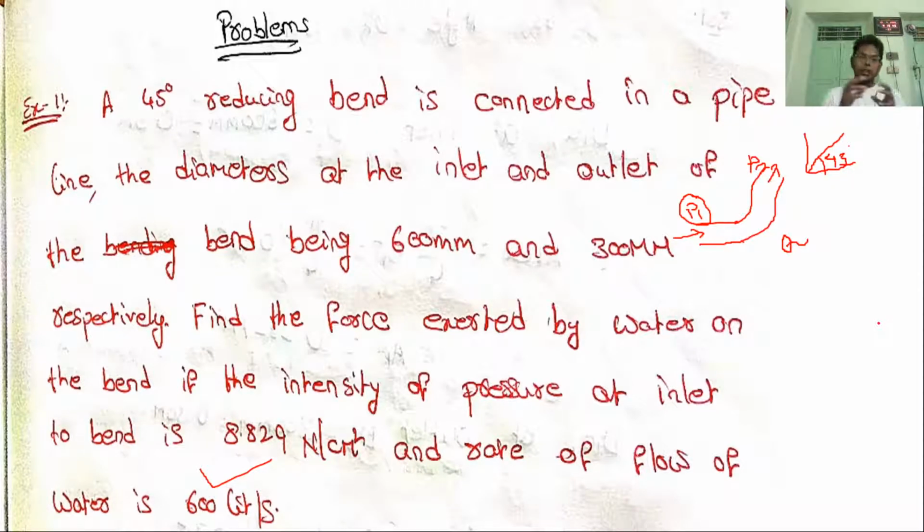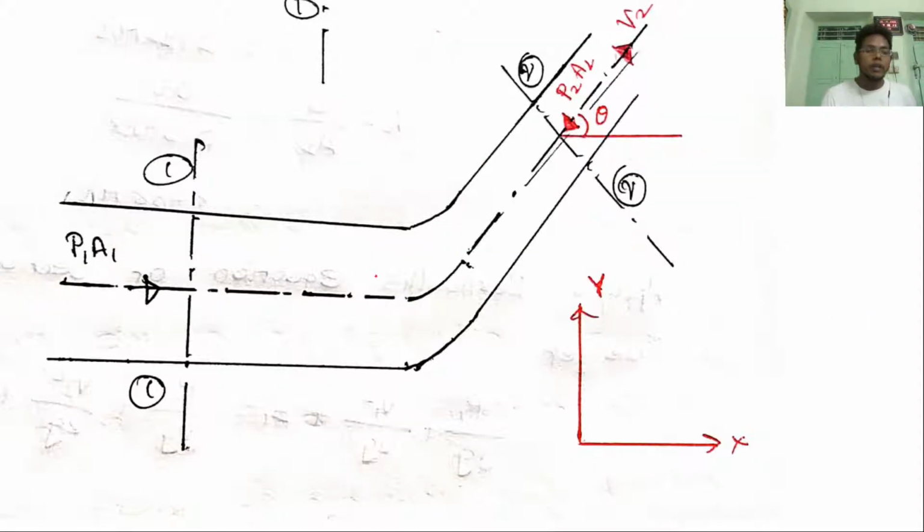Before solving the numerical, please go through your derivation part once again, and then come to numericals. You will get it clearly, and these are very easy numericals. If you remember the derivation, I am saying immediately that you can solve these numericals easily. Now let us go to the diagram. This is our inlet part.